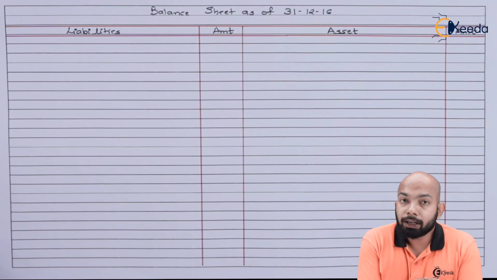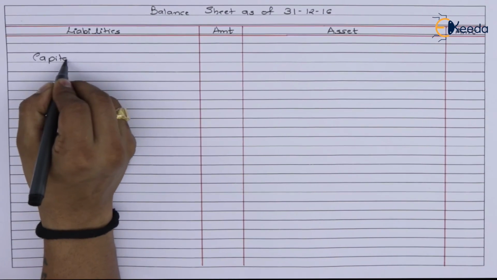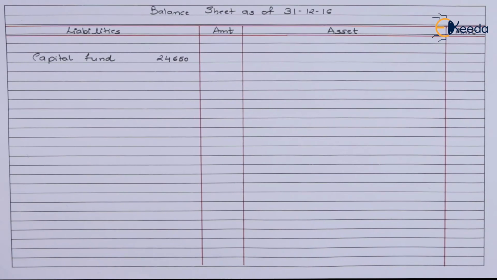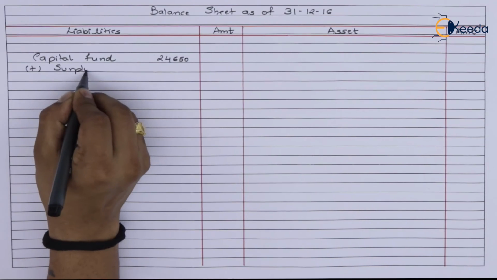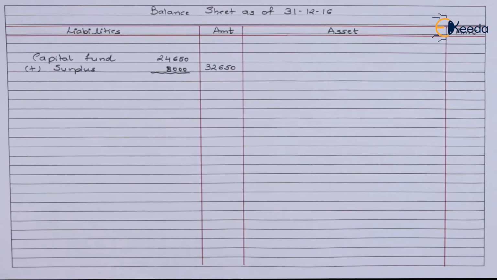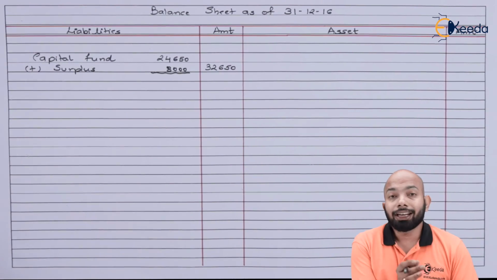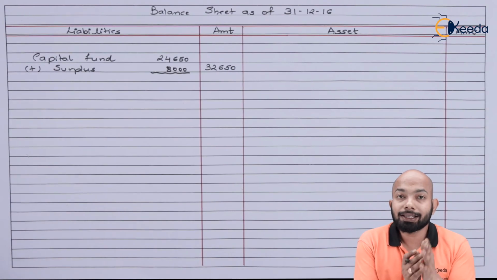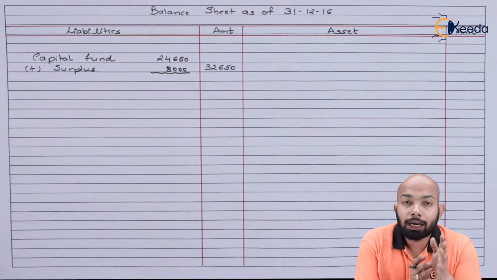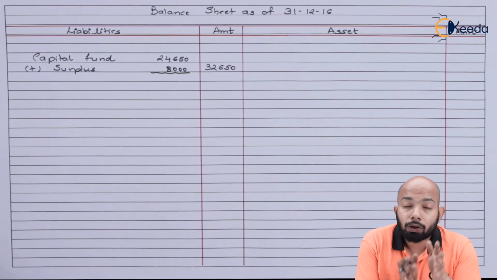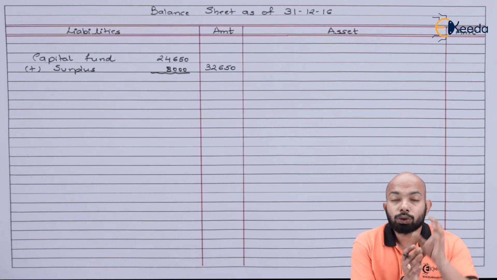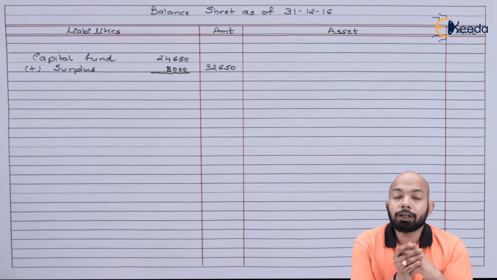So let's mention the capital fund first, in which we have to add the surplus. That gives you a total of 32,650. Now, the next item we can mention on the liability part is the building fund. Remember, there was a receipt on the part of building, the government grants that were given here. So the government grant for building will be added to the building fund here.